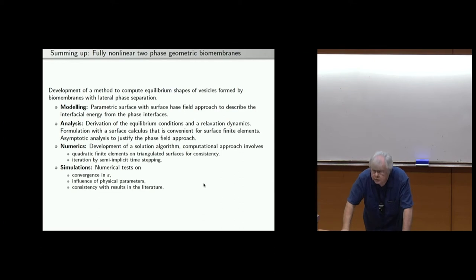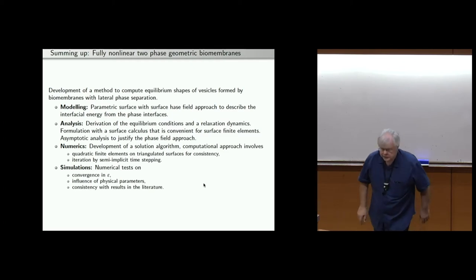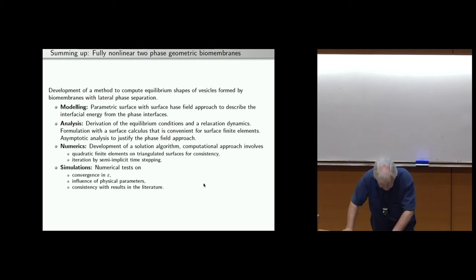So this is what I would call a fully nonlinear two-phase geometric biomembrane model. And the modeling is associated with a parametric surface and a surface phase field. In the analysis, we've derived the equilibrium conditions and derived the relaxation for gradient flow. In this methodology, you had to, in some sense, derive a surface calculus to enable us to develop the equations. And we did numerics by using quadratic finite elements on triangulated surfaces and what we call the evolving surface finite element method. And there's been quite a lot of numerical analysis of surface finite elements.